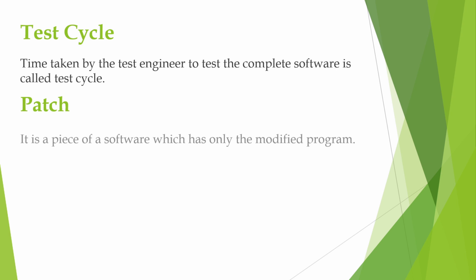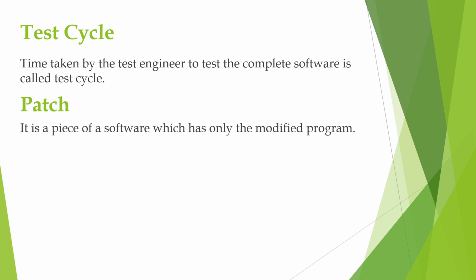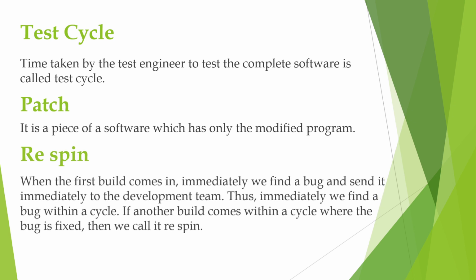A patch is nothing but a piece of software which has only the modified program. Whenever the test engineer finds a defect, he will report it back to the developer. Now the developer will look into the source code and make small changes in the code. He will take out these modified changes as a patch file and give this patch file to the test environment. Now that defect would have been fixed. The test engineer will do the retest here. The testing team need not uninstall and install the build again.